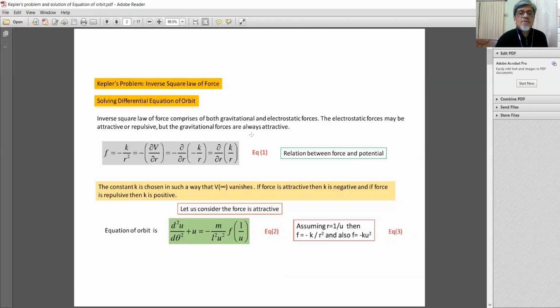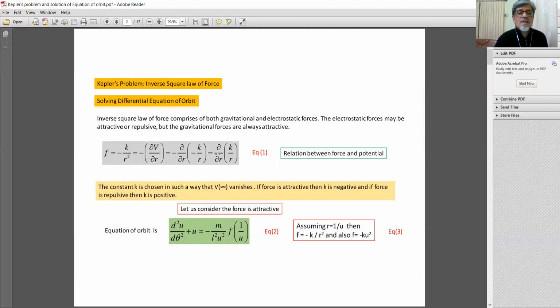Now this can be represented by this particular type of force: F is equal to minus k by r square. And we know the definition that the negative gradient of potential is the force. So it is minus del V by del r, and again can be represented as del by del r of k by r. K is the constant, and we name it as equation number 1.